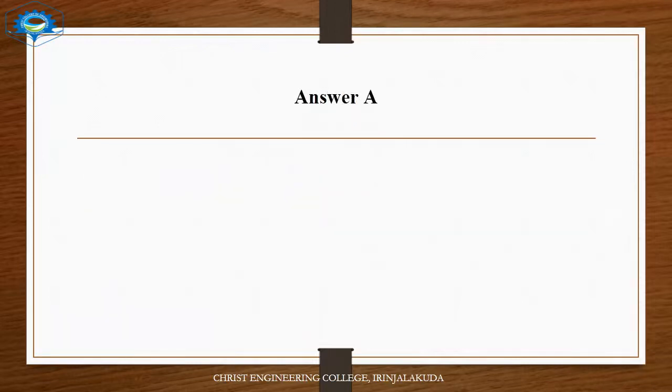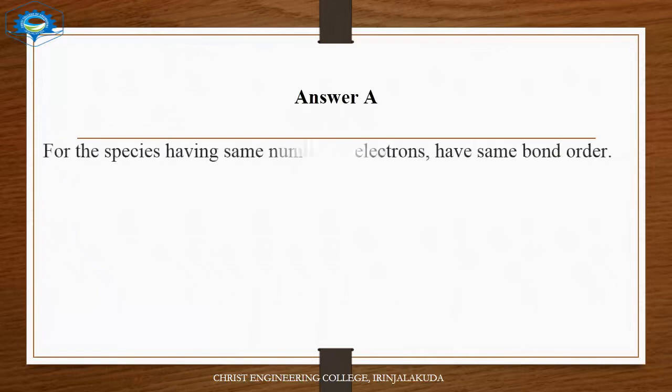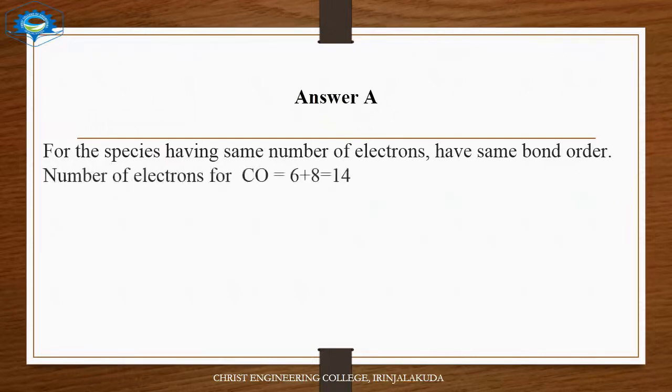The answer is answer A. So how will we find this answer? Species having the same number of electrons will always have the same bond order. We already told this concept: an identical number of electrons gives the same or identical bond order. So in order to solve this question, we have to find the number of electrons again. The number of electrons in CO: atomic number of carbon plus atomic number of oxygen, 6 plus 8, 14 electrons.